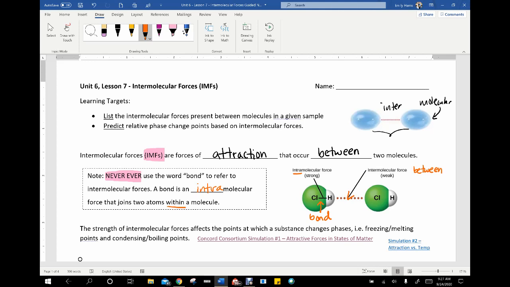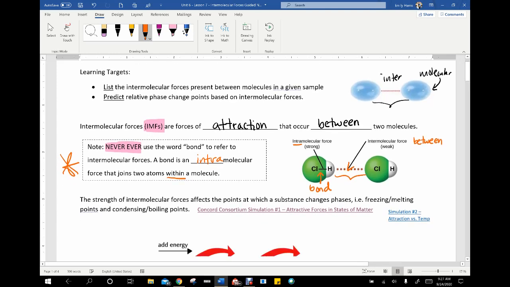So please keep in mind that in this lesson we are talking about forces, intermolecular forces, and not a bond. We'll come back to bonds later in the semester, but for right now, I want you to really think about the interaction between molecules, not the bonds within them. So make sure you put a big star by this box here.